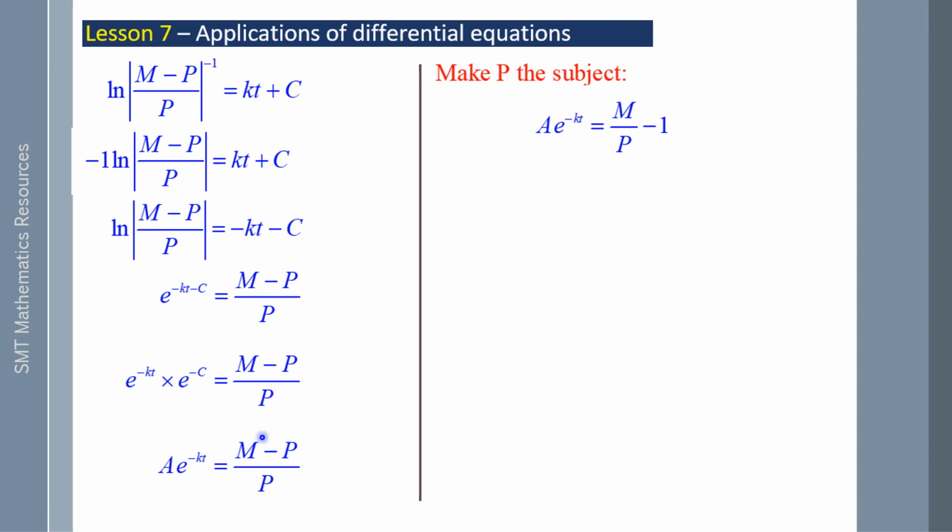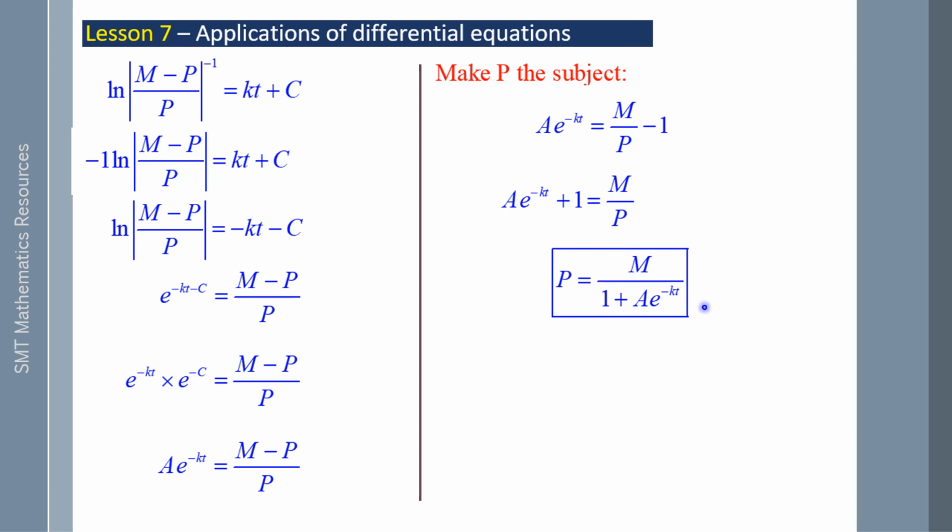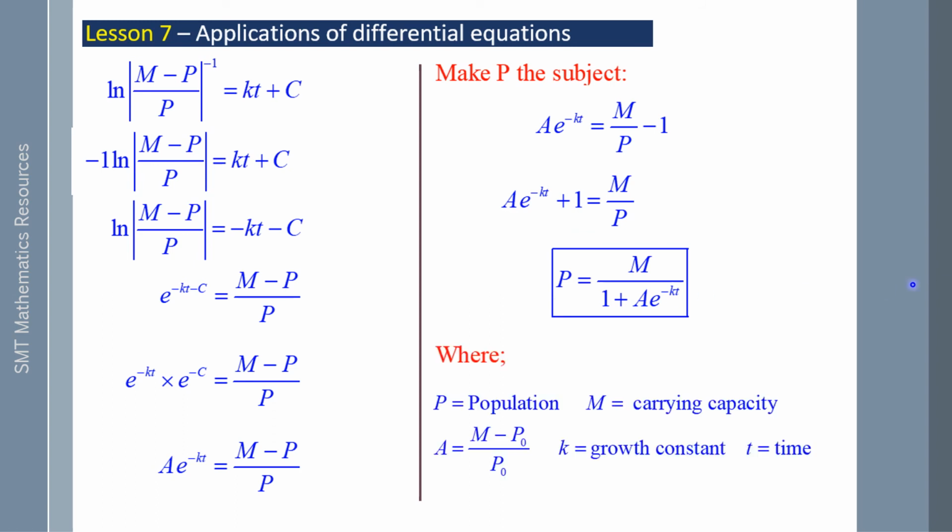In that case, I'm going to divide m by p and p by p, which is why I now have m over p take 1. I can add 1 to both sides. Now rewrite this as p equals m over a e to the negative kt plus 1. And there is the solution, the logistic differential equation, as required. Where p is the population, m is the carrying capacity, a is the ceiling carrying capacity take the initial population divided by the initial population, k is the growth constant, and t is time.